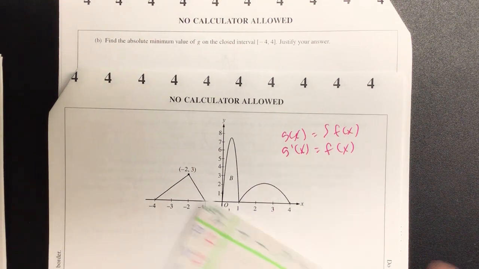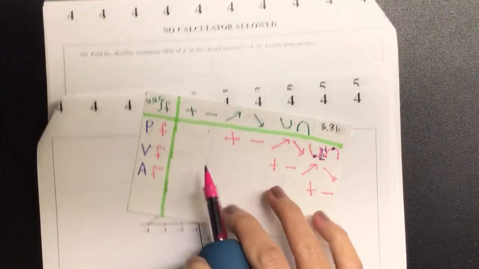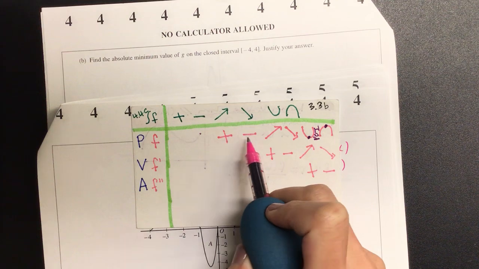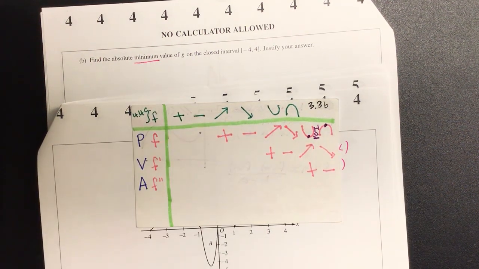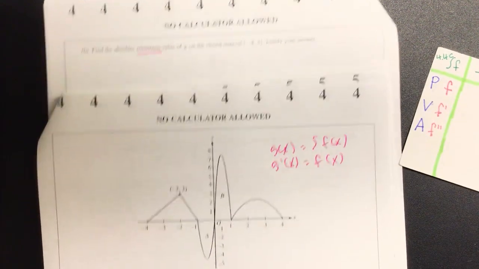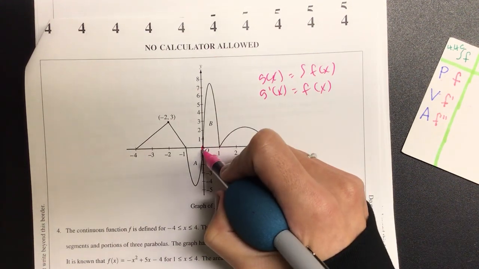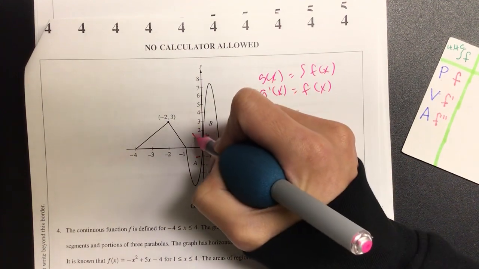So looking at our PVA card, unless you have it memorized, if there's a relative max, f is going from positive to negative. But now we're looking for a minimum, so instead of going from positive to negative, we're going from negative to positive. Let's find where the graph changes from negative to positive. At this point, we're under and then we're over. So this right here is our relative minimum.